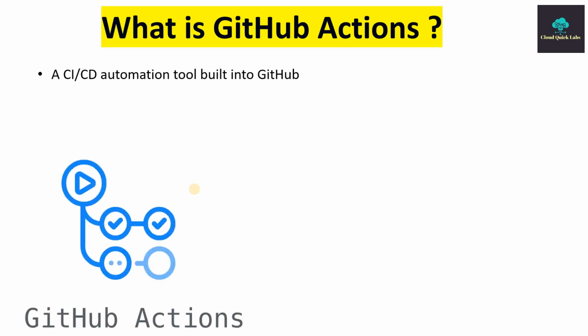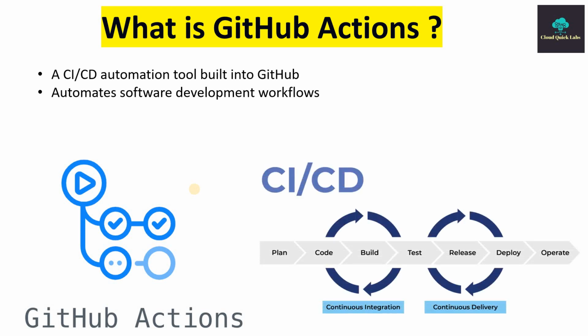So GitHub Actions is a CI/CD tool that is built into GitHub. GitHub is a version control tool which will help you to store your source code. Within that source code repository, you have another feature called GitHub Actions. So GitHub Actions is basically a CI/CD automation tool that is built within GitHub. It automates the software development workflow as well. As you see in this picture, this is the logo of GitHub Actions.